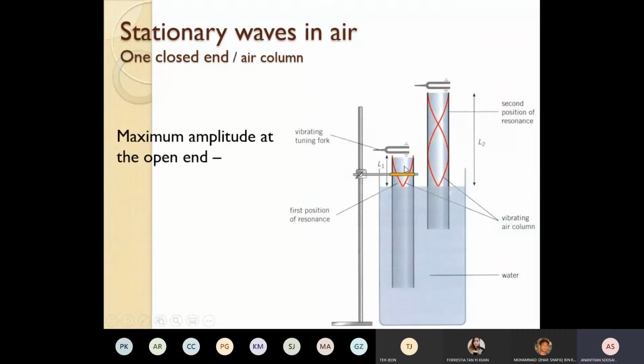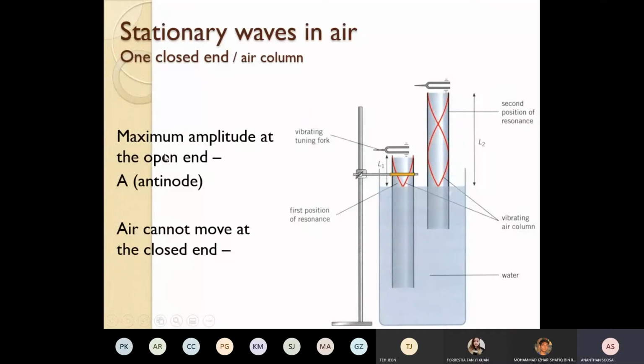Maximum amplitude always happens at the open edge. Why does the maximum amplitude happen at the open edge? Because the particles at the open edge can easily oscillate, as they are at low pressure. So the open end always forms an antinode. Antinode means what? Constructive or destructive interference? Always constructive interference. So the open end always forms constructive interference.